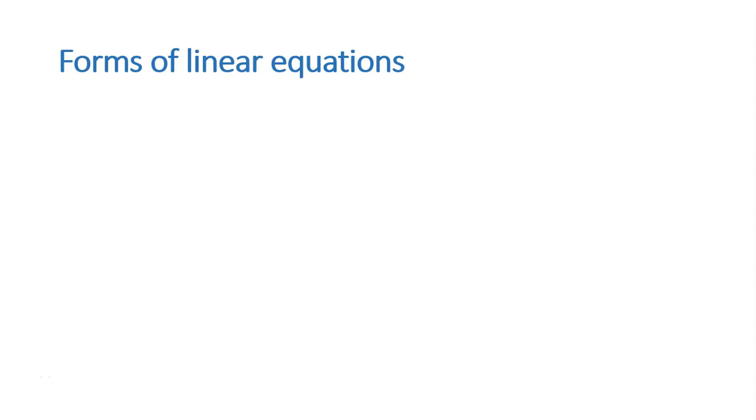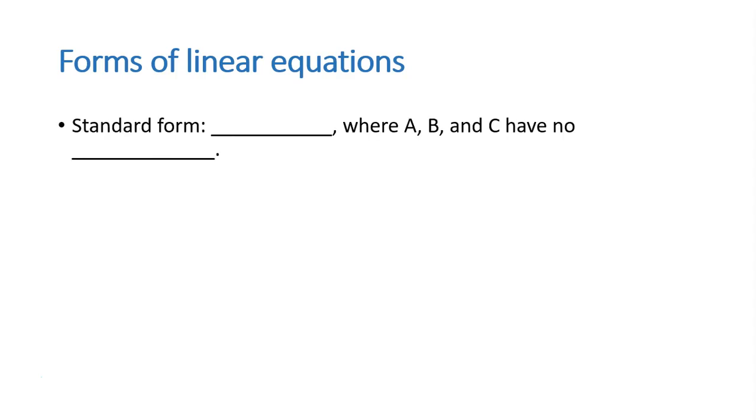So now let's talk about some different ways we can write linear equations. There are actually a bunch of ways to do this. We're going to look at three that are particularly important for our purposes. So the first form of a linear equation is called standard form. This is the form ax plus by equals c, the form we introduced at the beginning. A, B, and C specifically in this form have no common factors.